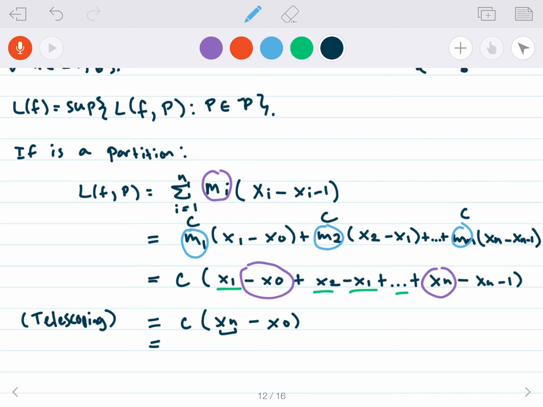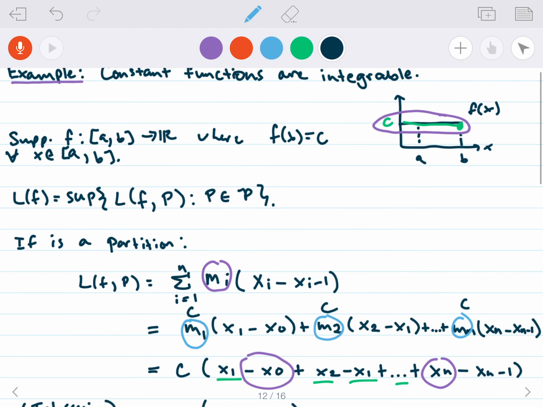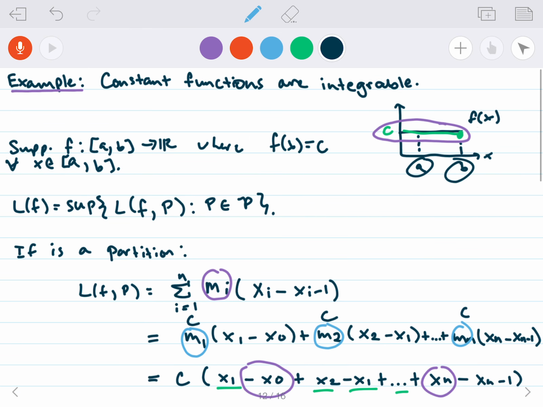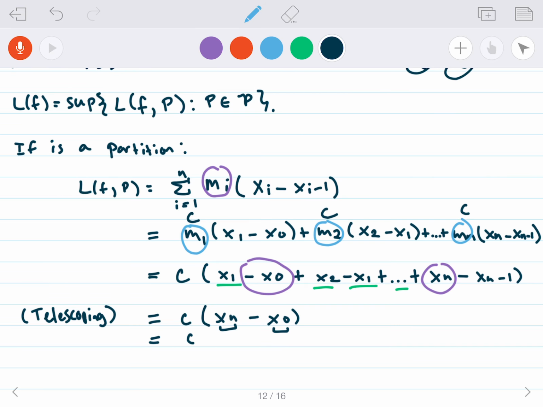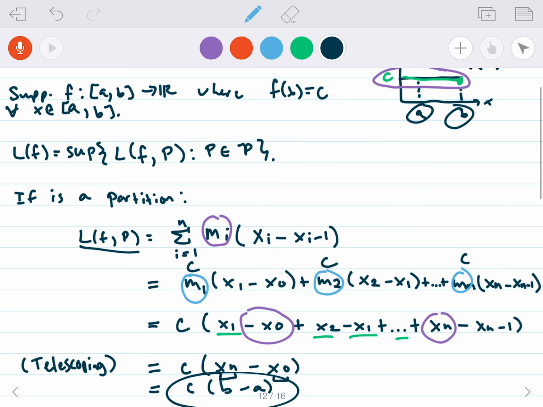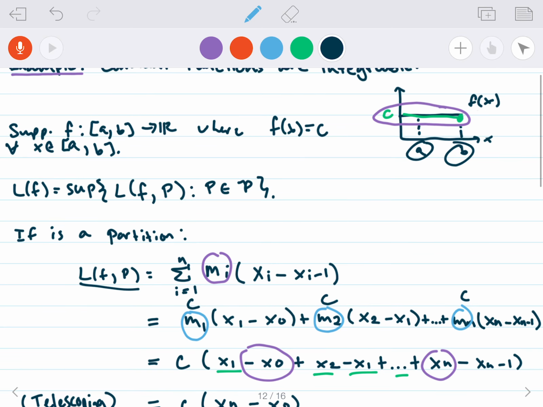Now remember, with a partition, your nth term is going to be b, and your x_0 term is going to be a. So the start and the end of your partition. So this turns into c times b minus a. And so this was just the lower sum of an arbitrary partition. But guess what? Any partition is going to have this, because like I was saying, the infimum is going to be the same along this constant function. There's no going up or down. So your smallest value is always going to be c, right?